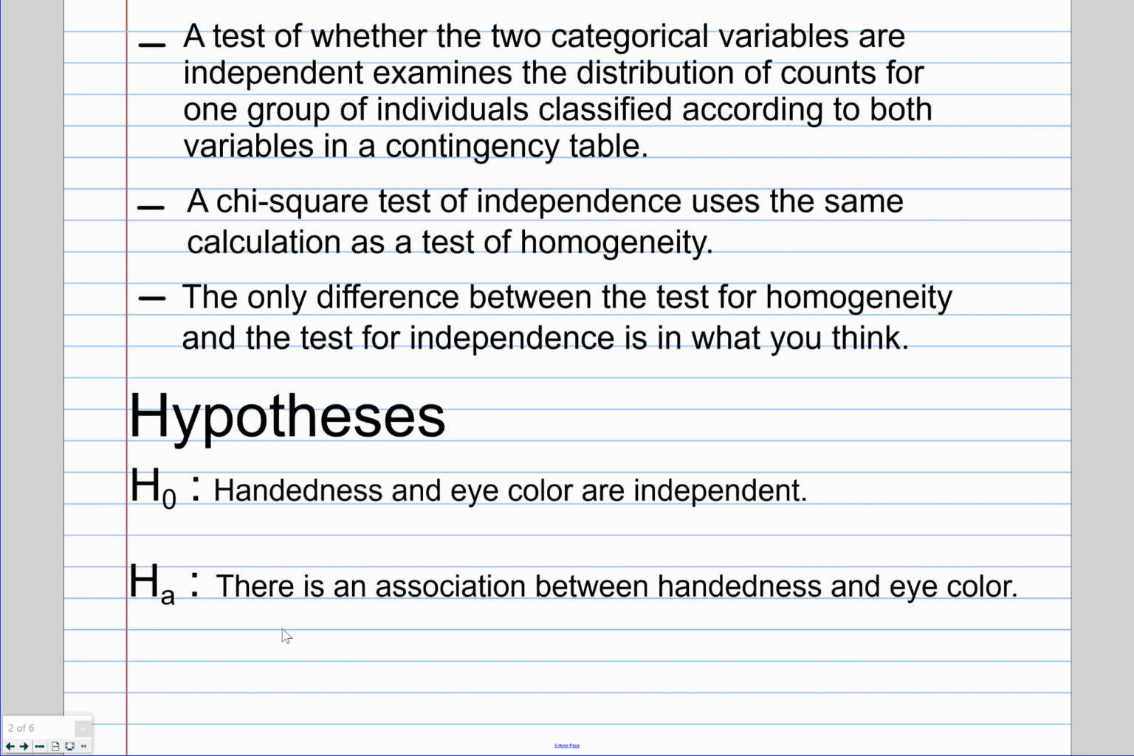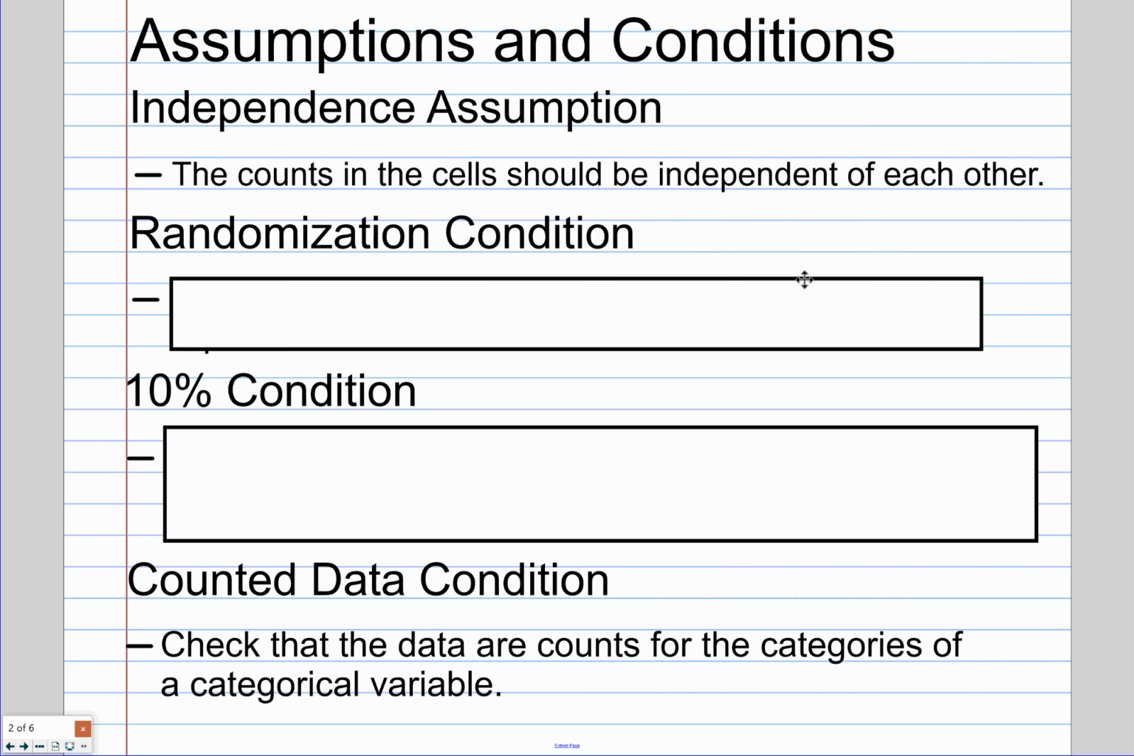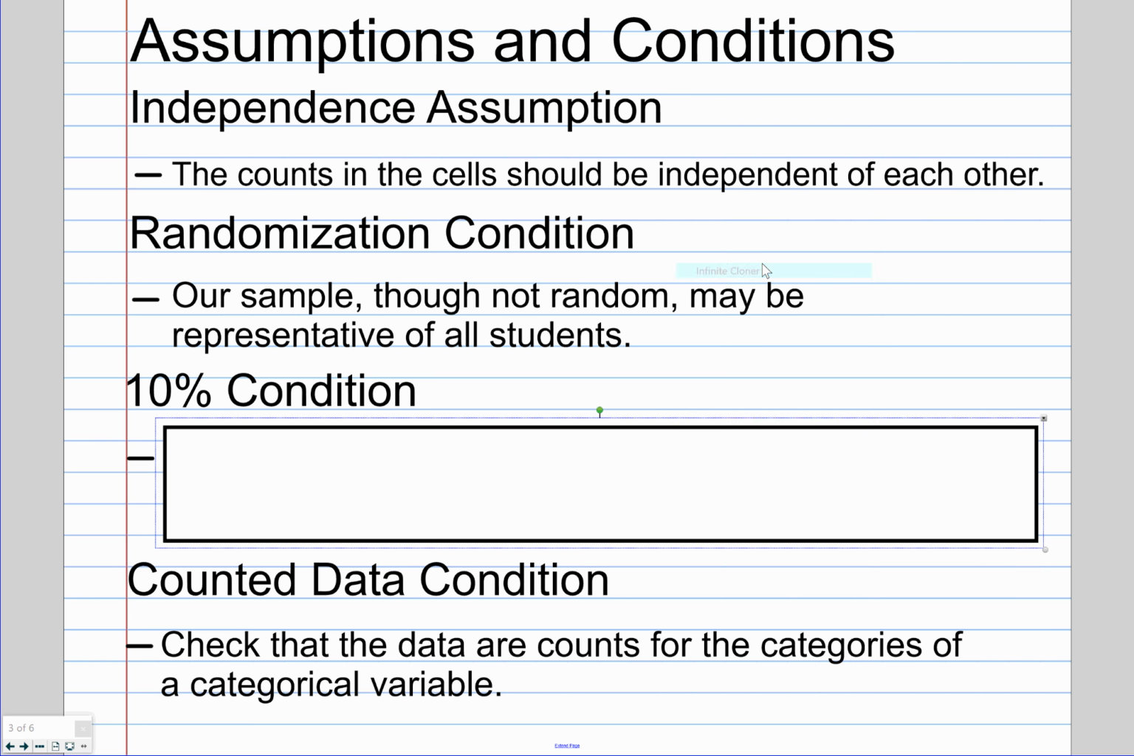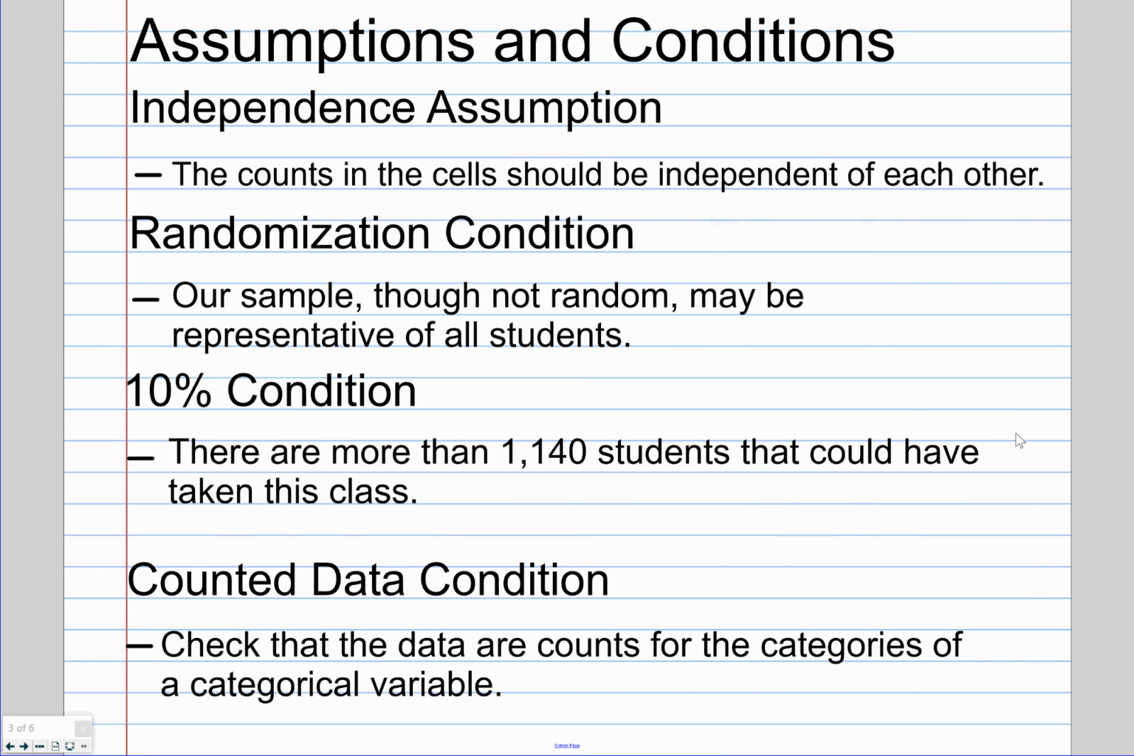All right, let's keep going. You know the assumptions and conditions. We've been doing them. It's all the same as it's been. We're going to go super fast. You'll notice again we did the 10% condition where I multiplied the sample size of 114 times 10. This is a college course. Most colleges are over that many students.